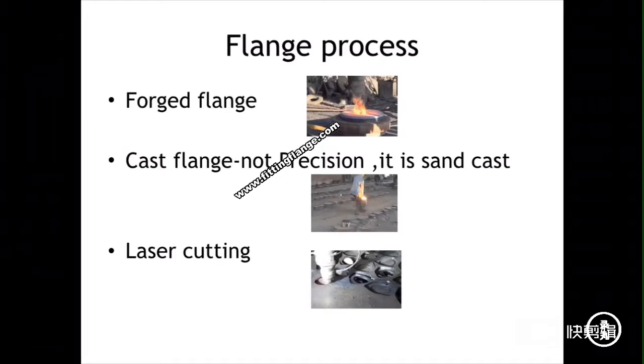The classical and traditional production way for steel flange is the forging flange. The second one is casting flange, not precision, it's sand cast. The production cost is lower than the forged flanges, but it requires a big quantity.